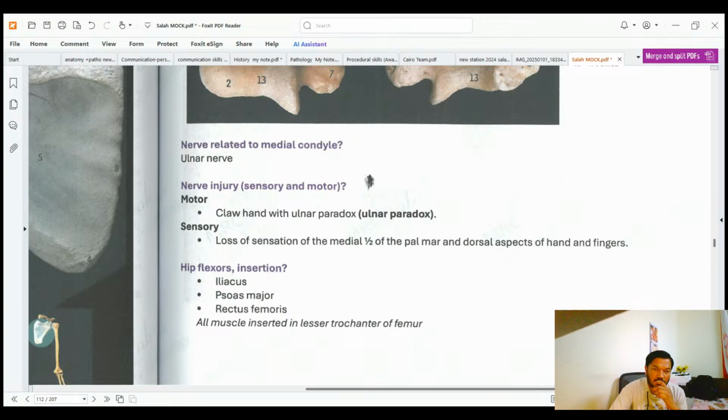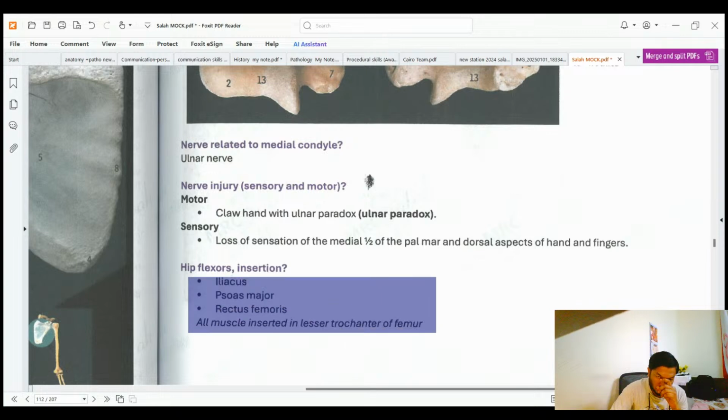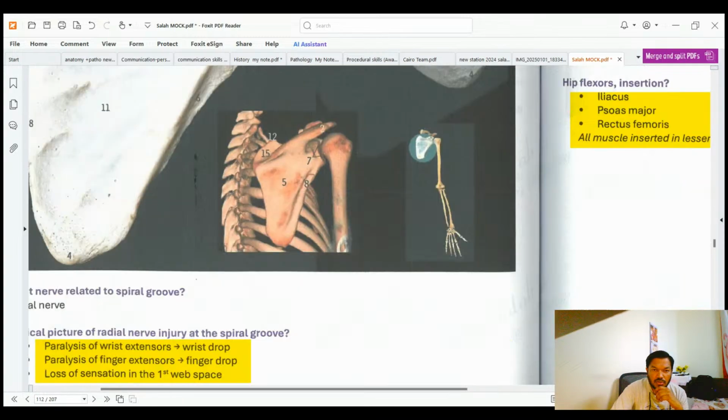Hip flexors: iliacus, psoas major, and rectus femoris. Okay.